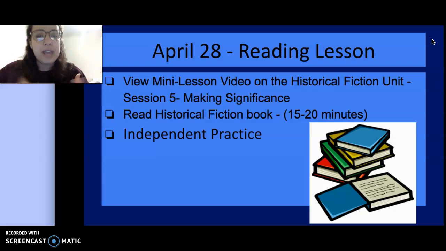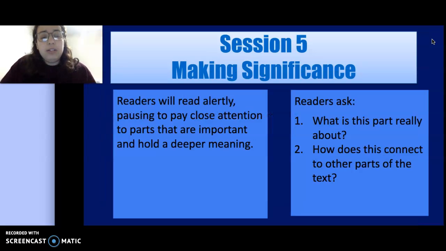So what we're going to do today in reading is take a look at some smaller parts of your book that play a big role. They're super significant and super important in the story, even though they're tiny things that are happening. So we're going to watch this video, go onto Epic and read some of your book, and then there's an independent practice page at the end of the slide that I'll show you.